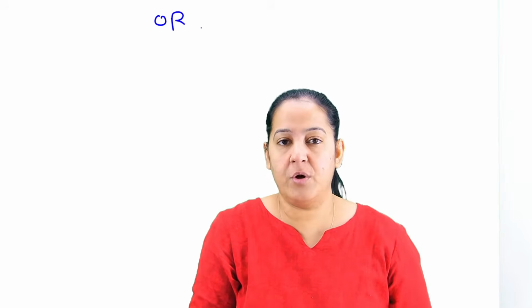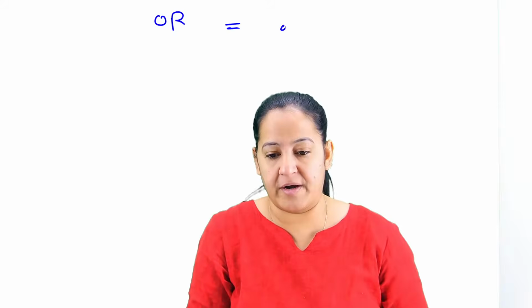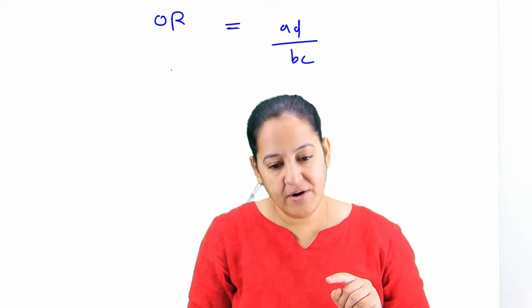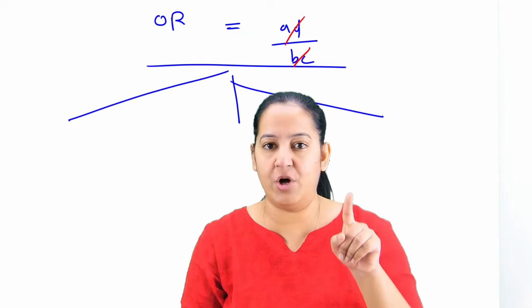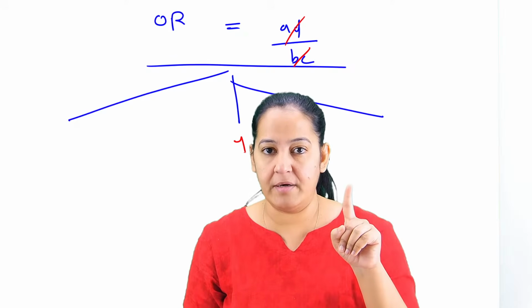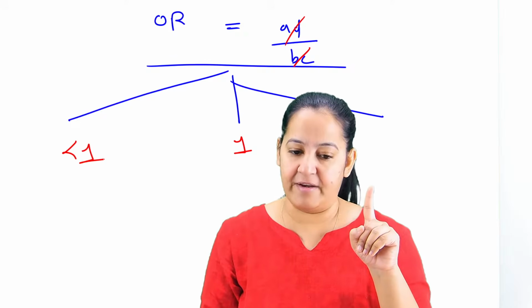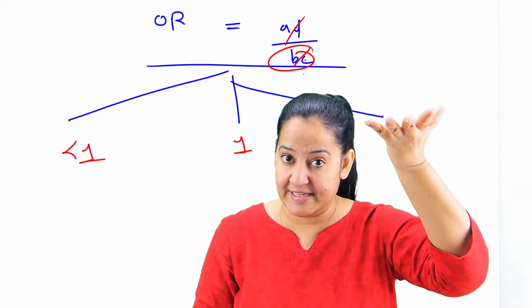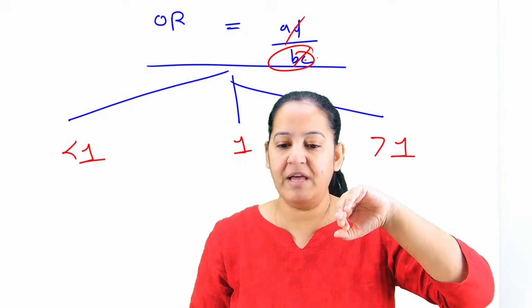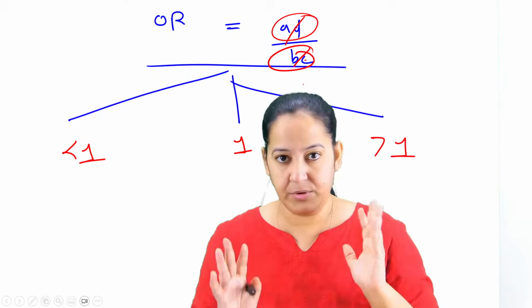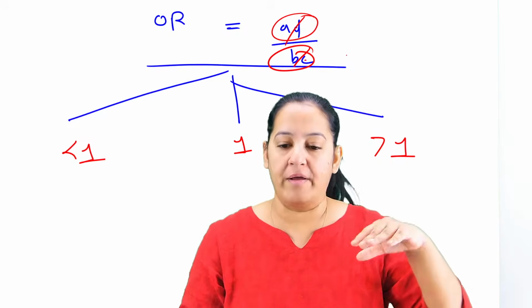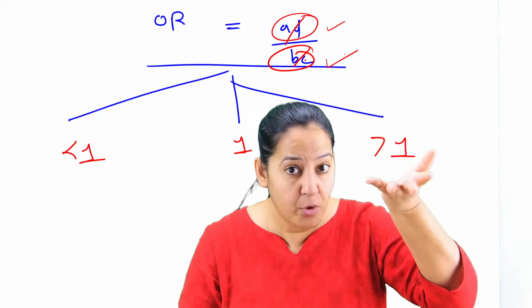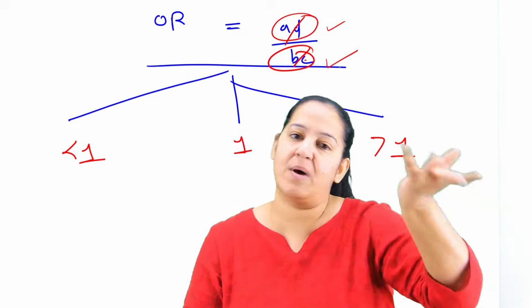Now there are three possibilities. What is the odds ratio? You tell me the formula. You say, ma'am, cross product, AD upon BC. Either both of them will be the same and cancel each other out, and the answer is 1. Or it is less than 1, which means BC is greater than AD. Or it is more than 1, which means AD is greater than BC. So there are only three possibilities.